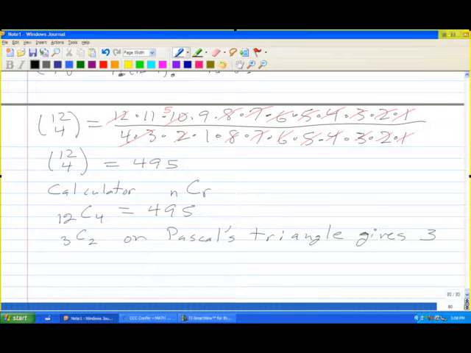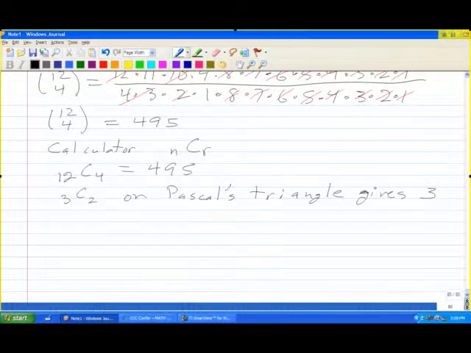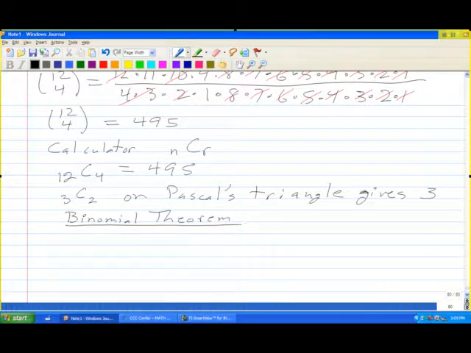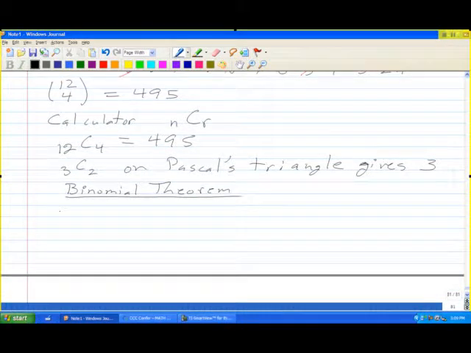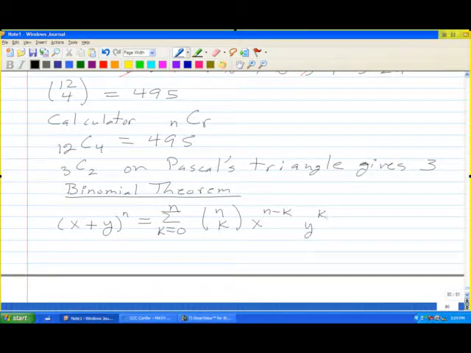So if your number is relatively small, you can just use Pascal's triangle and from there figure out what the binomial coefficient is. And so let me give you the binomial theorem, which says that x plus y to the n is equal to the sum, k equaling 0 to n, of nCk x to the n minus k y to the k.